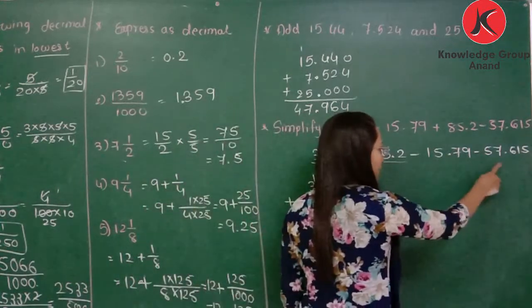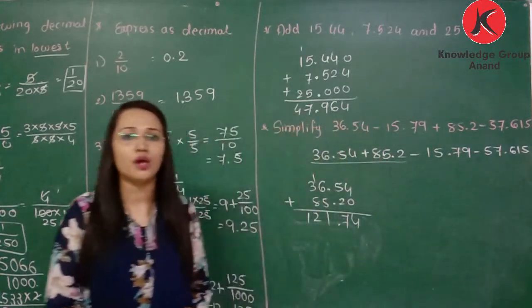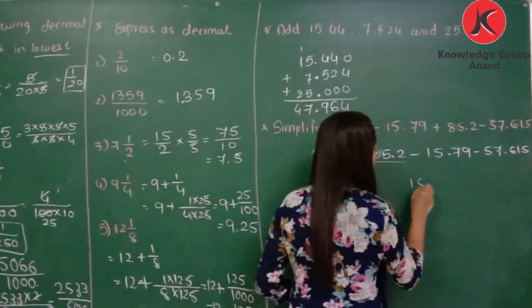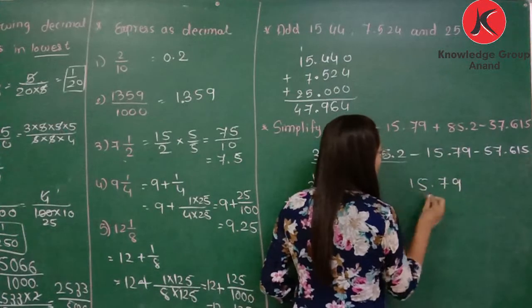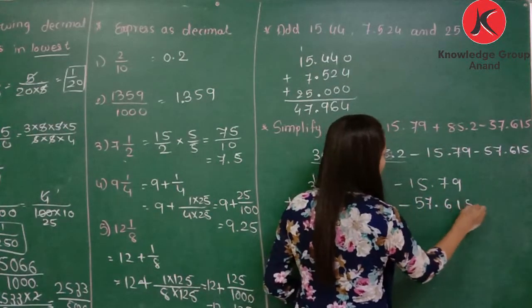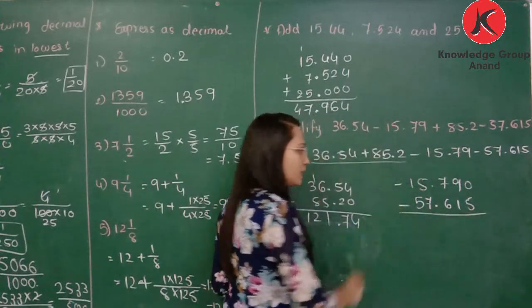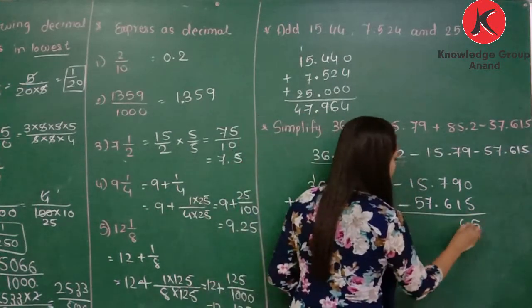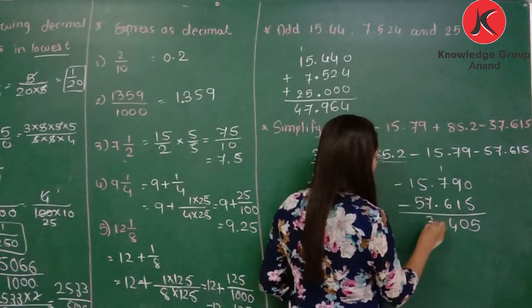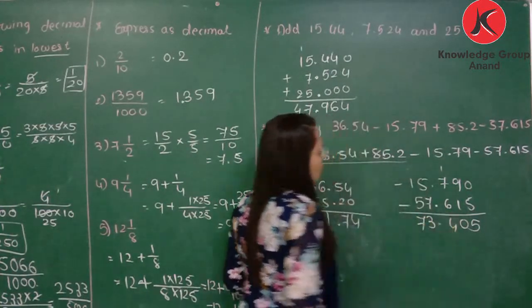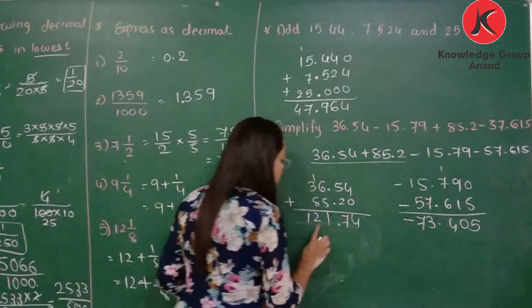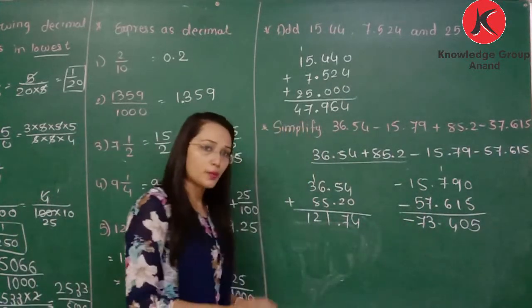Now this is negative, this is negative. If two numbers are negative, then first add the numbers. So here let's add 15.79 and 57.615. So here both are negative, so add the numbers. So it is 73.405. Now this is a positive number, this is negative, so subtract the numbers.